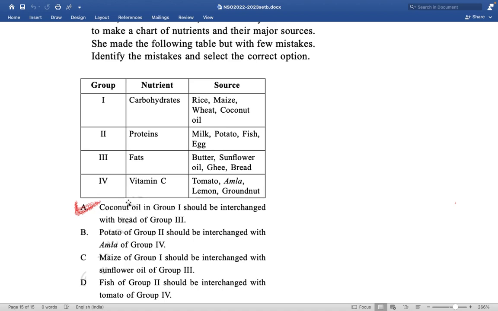carbohydrates. In group 4, tomato, amla, and lemon are rich sources of vitamin C, while groundnut peanut is a source of fats. By interchanging coconut oil in group 1 with bread of group 3, we will get all food items rich in carbohydrates in group 1 and all food items rich in fats in group 3. So A is the correct answer.